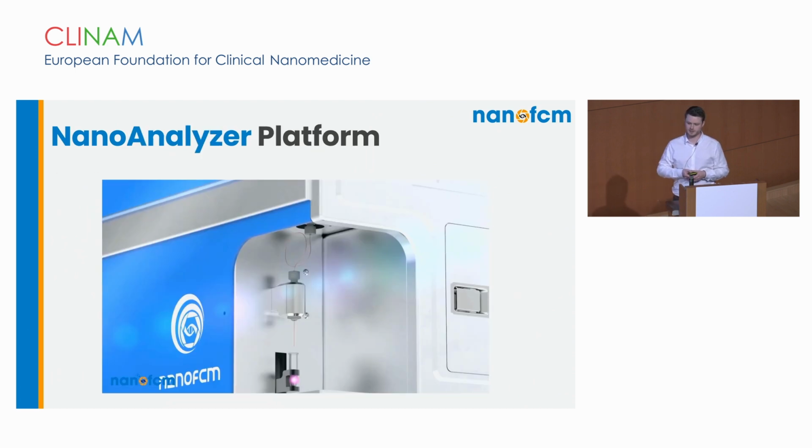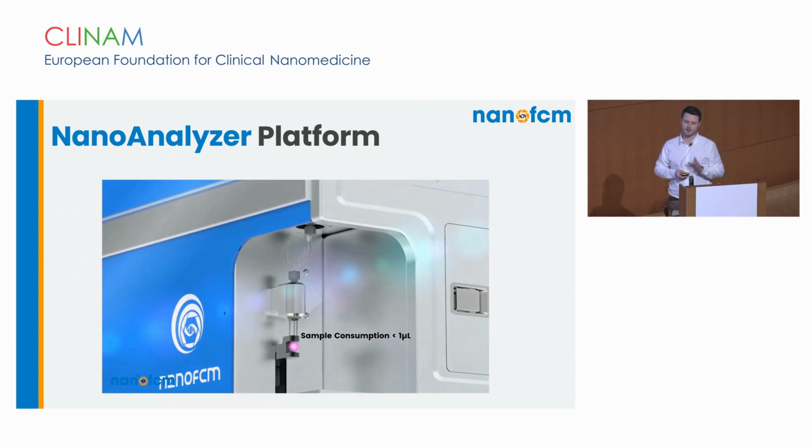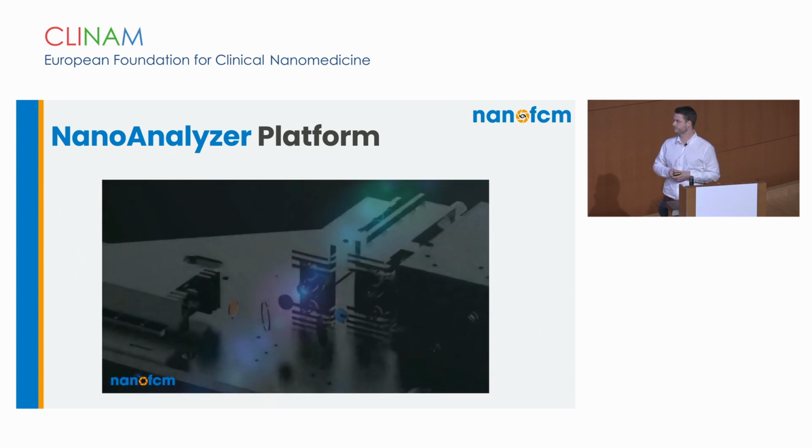So what's actually happening in our system? Where we differ from conventional flow is in a couple of ways, but what we're doing is we're loading as little as 10 microliters of sample at a time, with actually less than 1 microliter consumed in a standard acquisition.